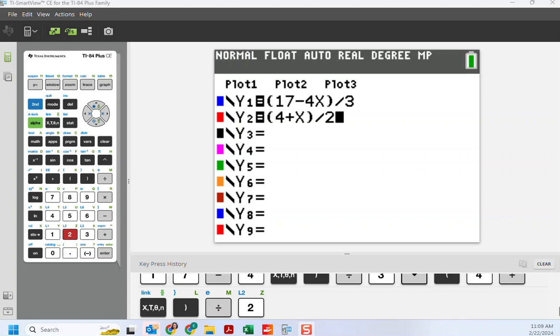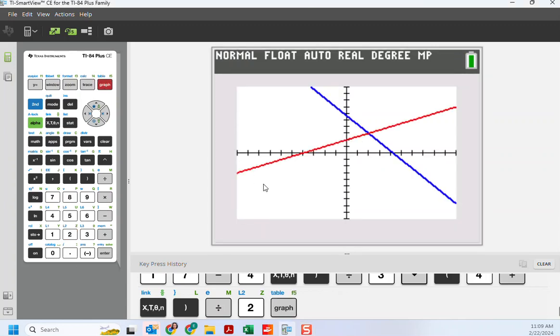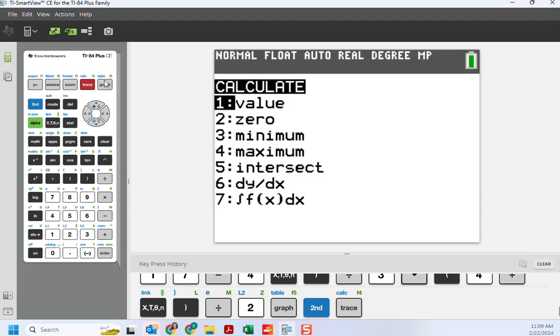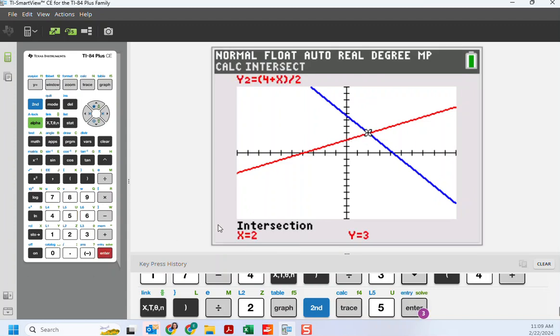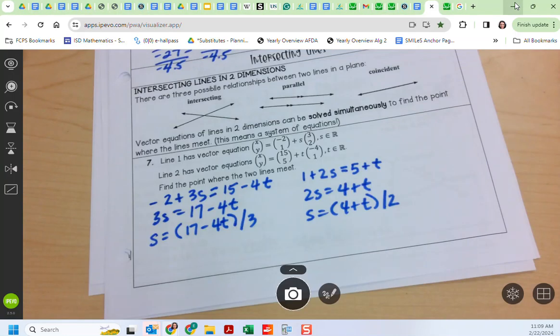All right, so to solve it by graphing, you put those in, you graph it, and you can kind of eyeball where the answer is, but just to be sure you have it right, you do second, trace. I want to know where the lines intersect, that's 5, and you press enter 3 times. 1, 2, 3. Okay, so they're crossing at 2, 3, but I need to interpret that answer now.